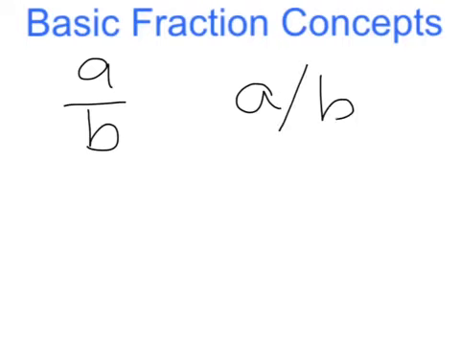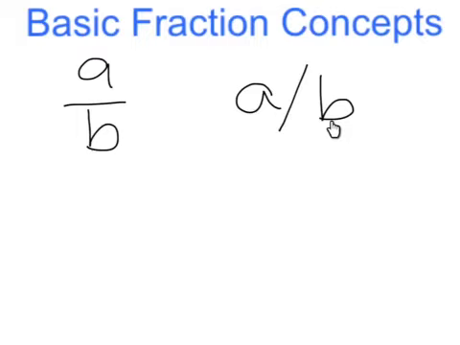Now, let's talk about some basic fraction concepts. Fractions can be written vertically as a over b, or horizontally as a/b. The number below or to the right of the fraction bar is called the denominator. Denominator is here, denominator is here. The denominator names the number of equal parts into which the whole is divided.